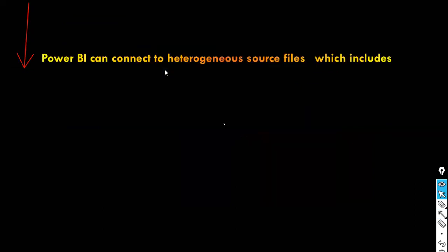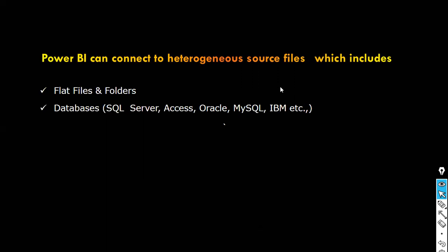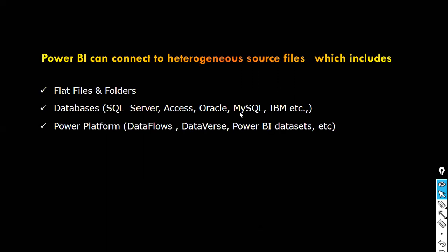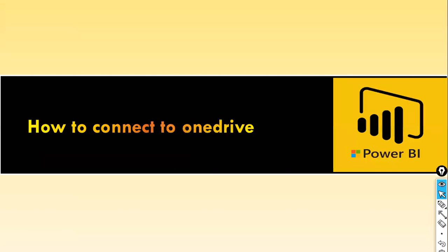Now we are going to look at the various source systems, and how we can access them and pull data from heterogeneous sources, which include flat files, folders, databases like SQL Server, Access, Oracle, MySQL, and Power Platform like dataflows, Dataverse, and REST API. All these things we'll take a look at. To start with, let's begin with a simple example, like we saw in the last session, how we can load the CSV file.